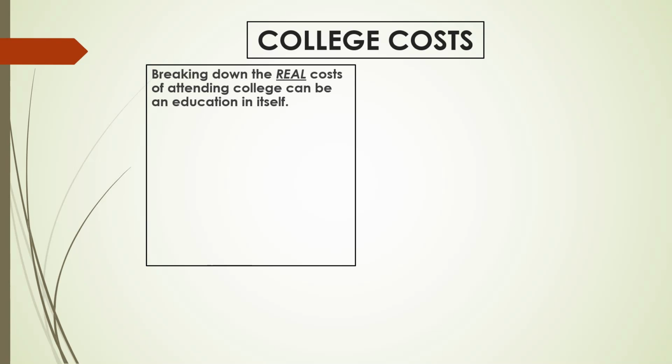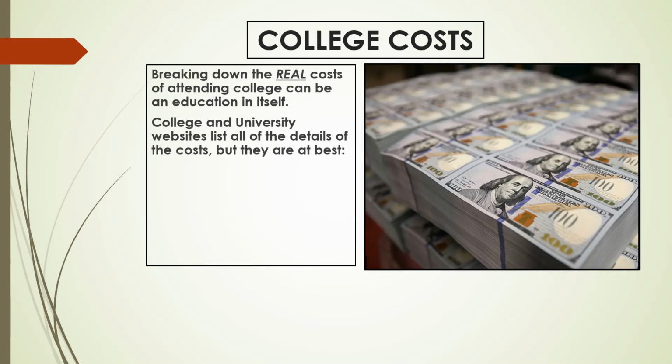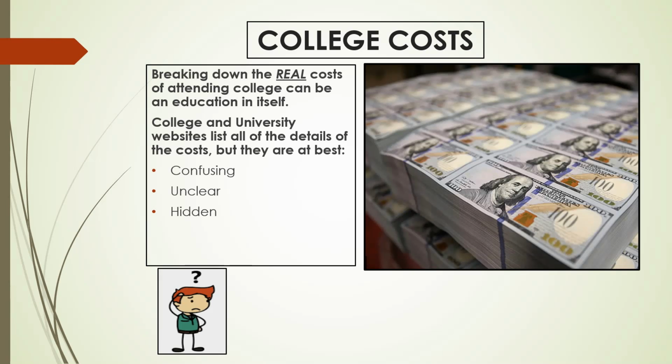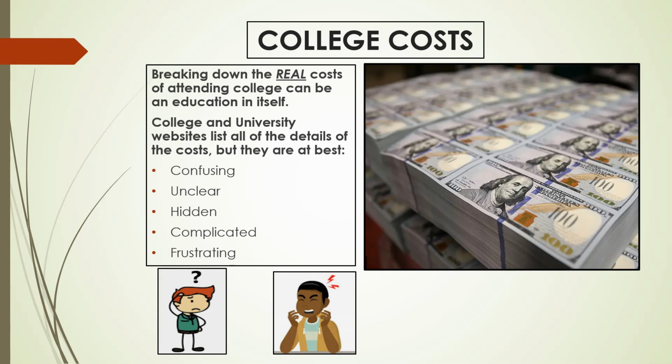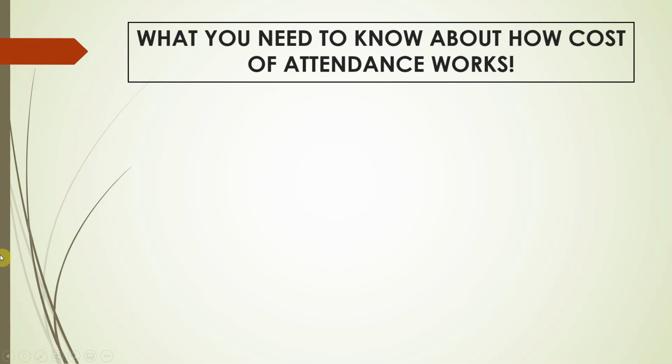So when you're breaking down the real cost of attending college, it can be an education in itself. That's because college and university websites list all the details of the costs, but they are at best confusing, they can be unclear or hidden or complicated or just simply frustrating for families and students. Here is what you need to know about how the cost of attendance works.